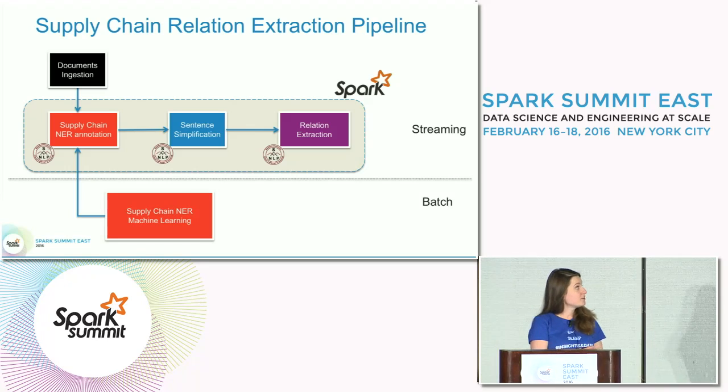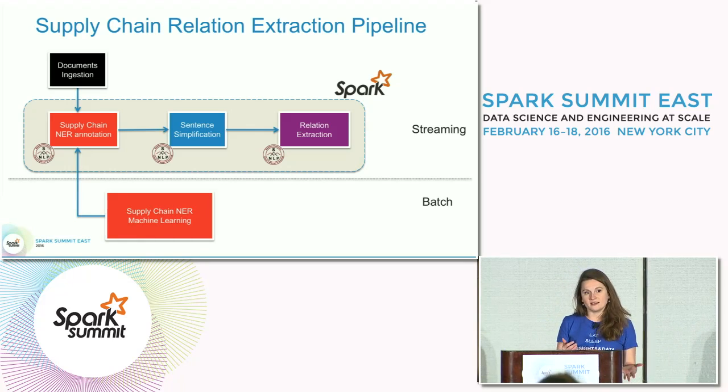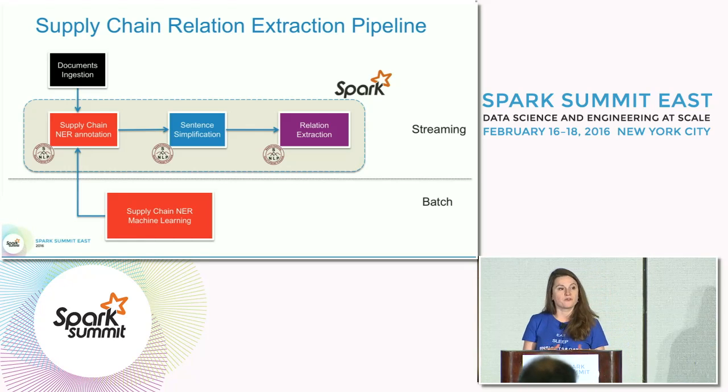So this is what the functional pipeline for the supply chain relation extraction looks like. We have embedded the stream of NER, sentence simplification, and relation extraction treatments that are based on the Stanford NLP in the Spark streaming pipeline. We use the batch mode to train the named entity recognizer for the supply chain domain.